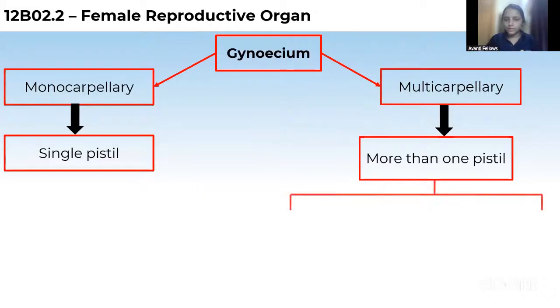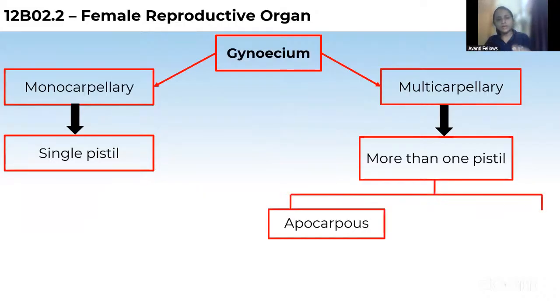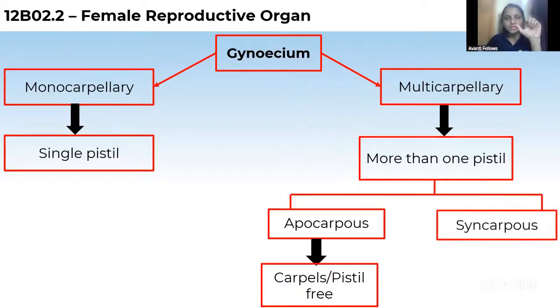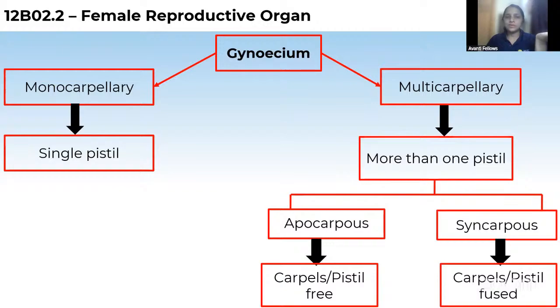Here you can see, if it has more than one pistil and the pistils are free, we call it apocarpous. If the pistils are fused, we call it syncarpous. Kindly make a note of this. We will understand this in detail in the next slide. Kindly understand this part now.